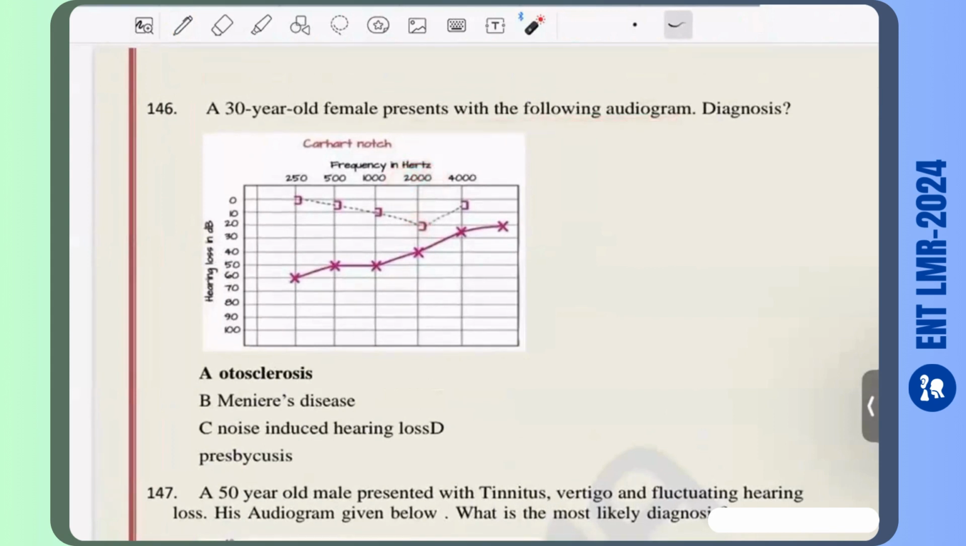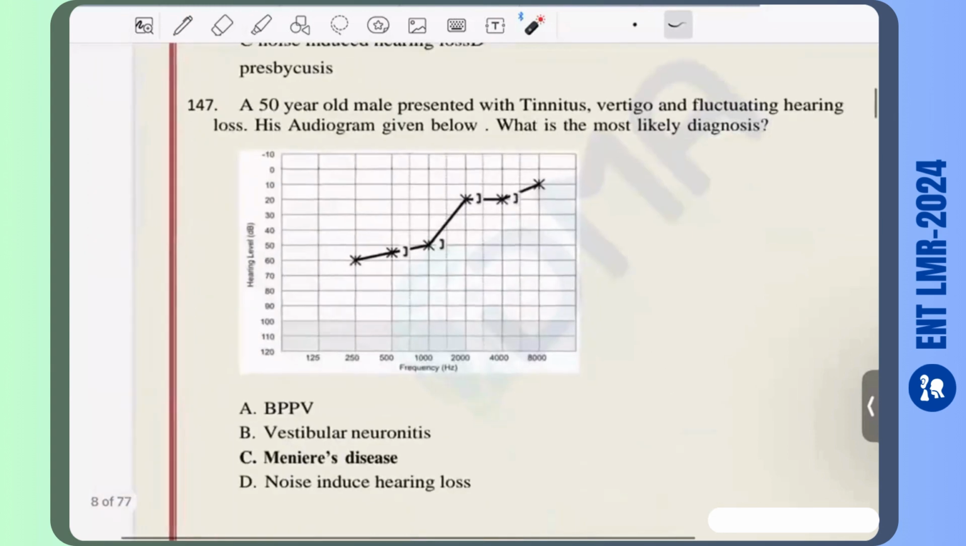The audiogram is given. If a notch is given at 4000 Hertz, you may think of noise-induced hearing loss, but it's clearly a case of Carhart's notch in otosclerosis. Very, very important. They asked this question in the last FMG.